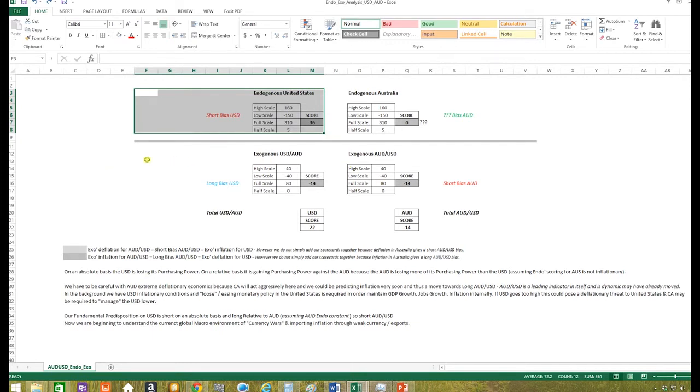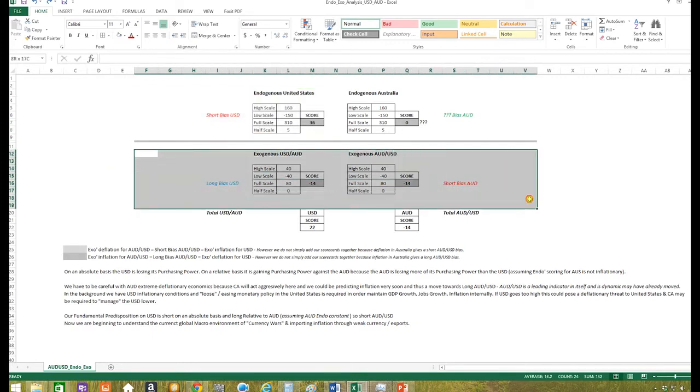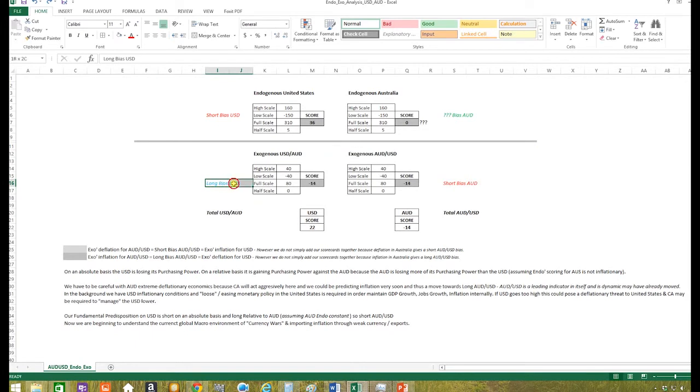So when we do our exogenous analysis against the Australian dollar, or against any other currency where we end up with a long bias in the US dollar, at the moment we have to be a bit careful that if the US dollar goes too high in value, it could be a deflationary threat to the United States, and central authorities will have to get involved to manage the US dollar lower.